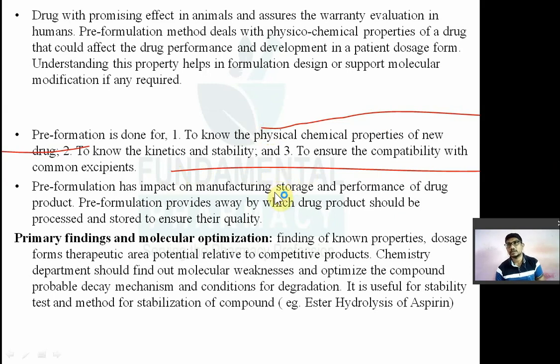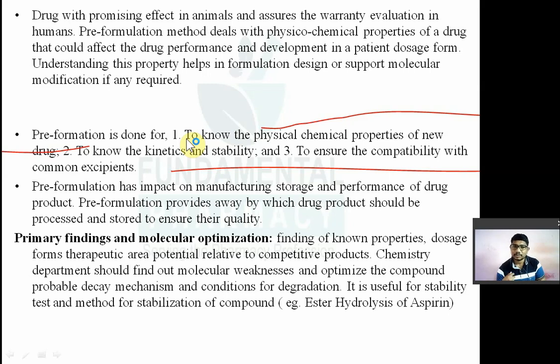So you are designing a dosage form, you are making a new tablet. For making a tablet, you need an excipient. For making a syrup, you need an excipient. For making a different kind of dosage form, you need an excipient or additives. So you have to ensure that your drug is compatible with your common excipients or not.